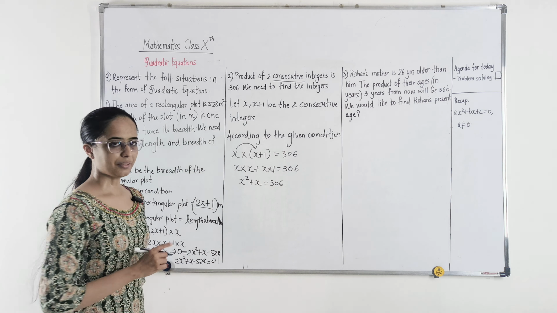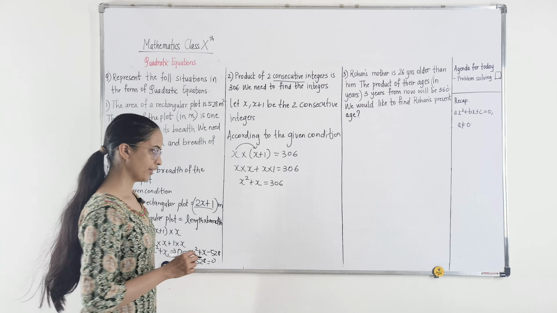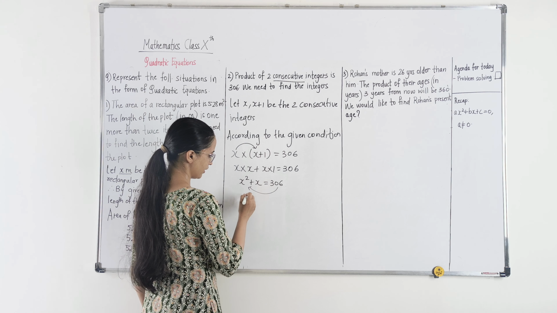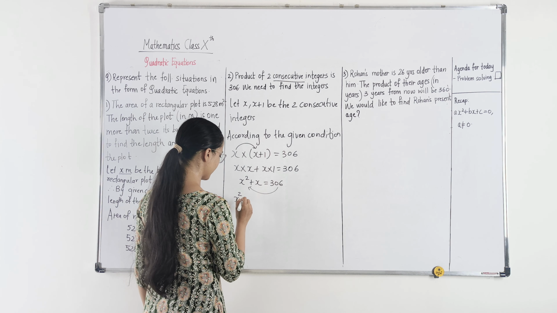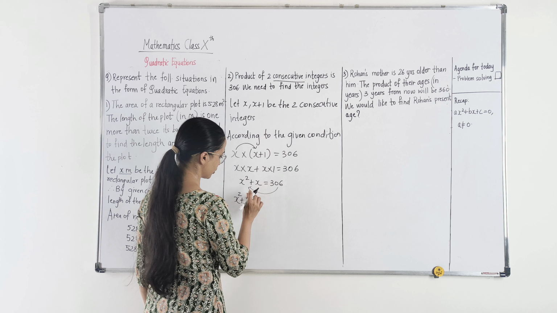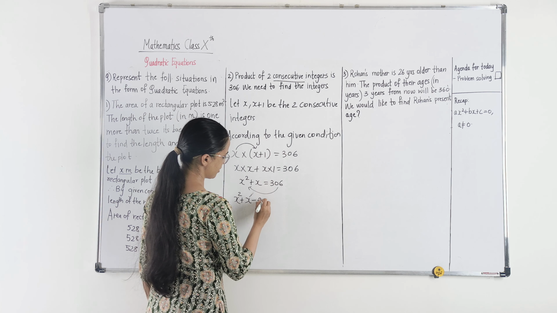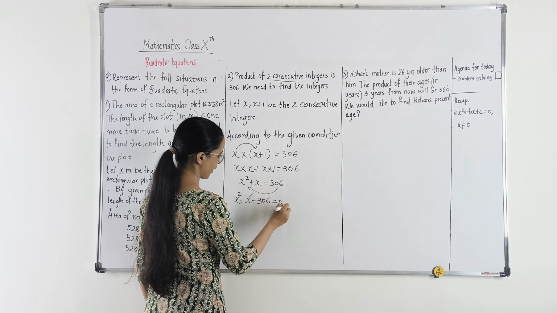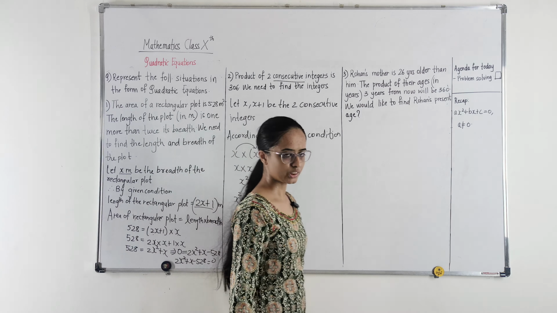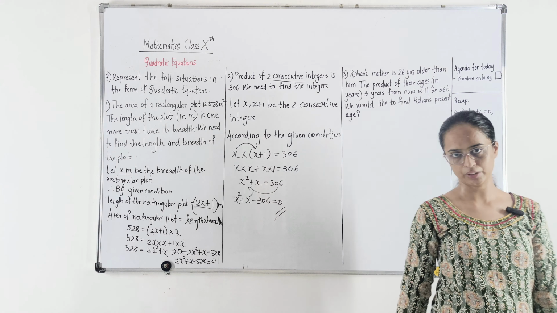Again, we are going to represent it in the standard format. That is why I would be bringing 306 to the left hand side, and I'll get x square plus x minus 306 equals 0, and this is how you would be representing this situation in terms of a quadratic equation.